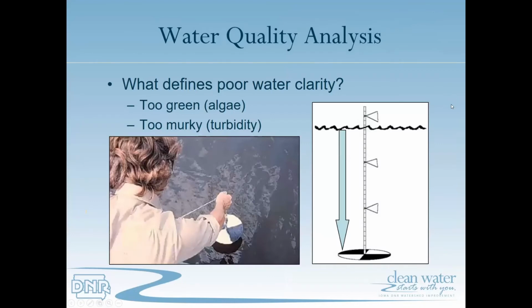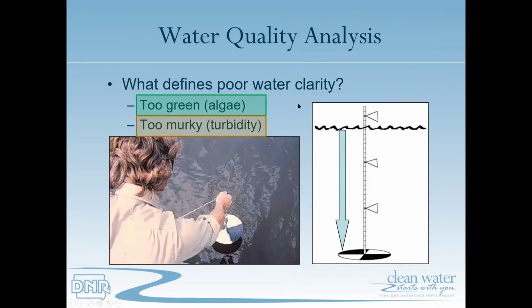So when we talk about water quality analysis for Prairie Rose Lake, what defines poor water quality? Well, it can either be too green from too much algae in the water profile, or too murky from turbidity, or just, if you can think of suspended sediment or tiny soil particles that are just hanging out in the water profile. And when we look at Prairie Rose Lake, we see that depending on the time of the year and depending on what's going on in the watershed, it can either be too green, like split pea soup, or too murky, like chocolate milk.